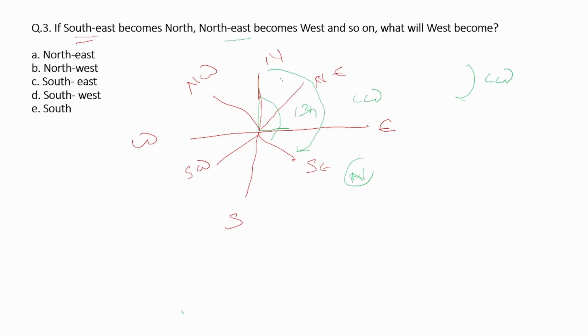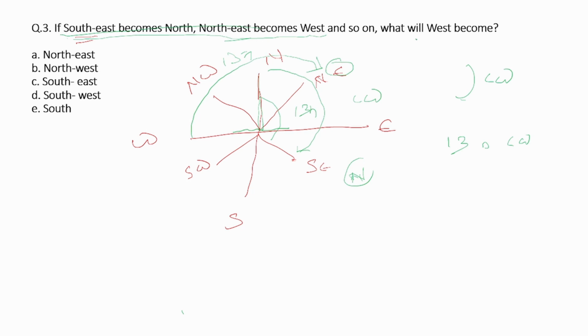Northeast becomes west. Northeast means this direction. Northeast becomes west, means west also moved from this to this. This is 90 degree, this is 45 degree. So 135 degree in a clockwise direction. From this figure it is clear that the lines are moving 135 degree in clockwise direction.